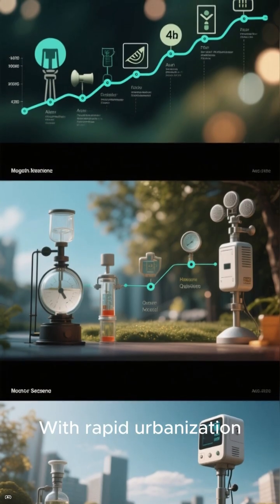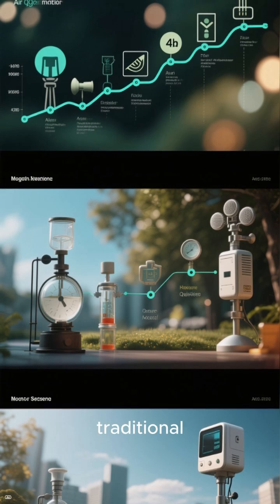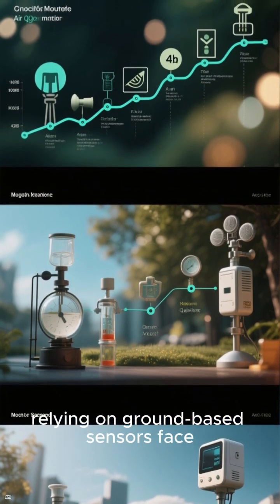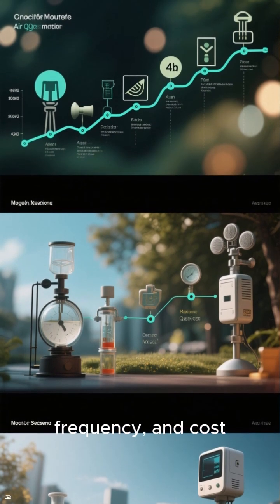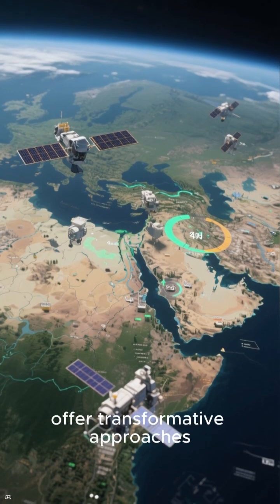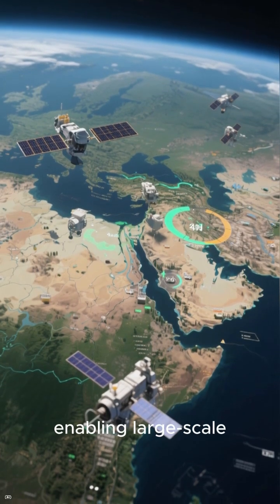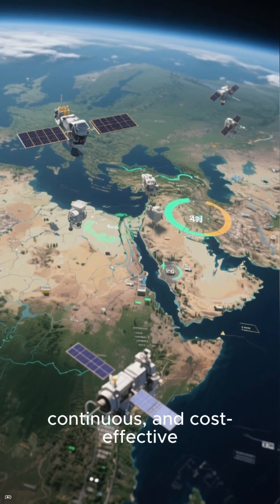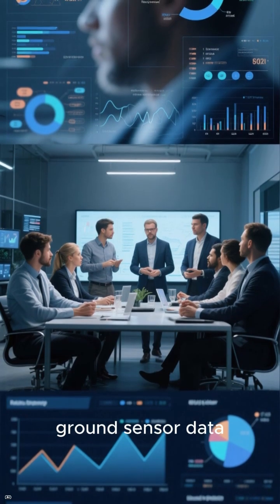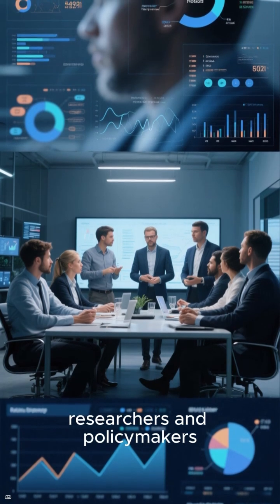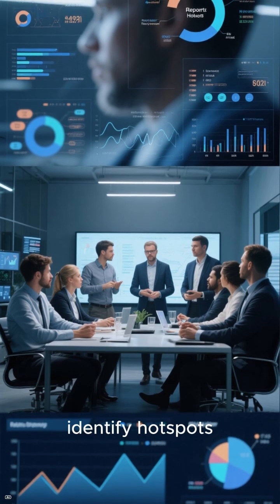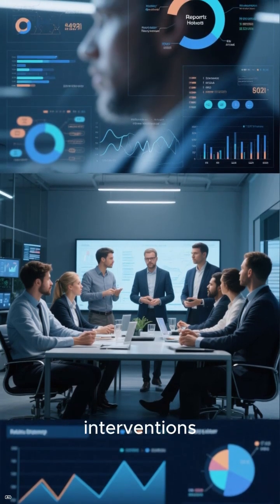With rapid urbanization, industrialization, and climate change, traditional air quality monitoring methods, primarily relying on ground-based sensors, face challenges in coverage, frequency, and cost. Remote sensing and geographic information systems, GIS, offer transformative approaches, enabling large-scale, continuous, and cost-effective monitoring of atmospheric pollutants. By integrating satellite imagery, ground sensor data, and spatial analysis techniques, researchers and policymakers can gain actionable insights into air pollution dynamics, identify hotspots, and implement evidence-based interventions.